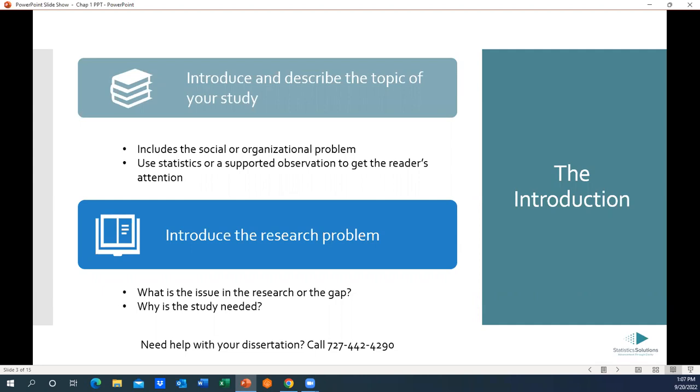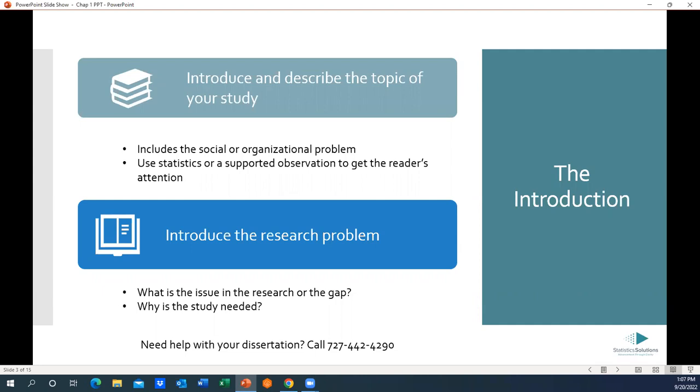So usually studies proceed from some kind of organizational or social problem, right? If it's in education, it can be declining grades at a certain school level or grade, or a certain sector of the population. It can be declining test scores, declining grades. It can be, say, why special education teachers leave the profession, right?